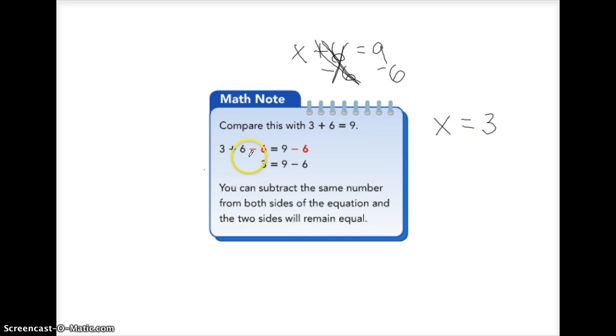So let's look over here. They show how they did the work, right? They subtracted 6 from both sides, and so 3 is by itself, and yes, this is true. Their note says you can subtract the same number from both sides of the equation, and the two sides will remain equal. Please write this down. You must do the same thing to both sides, whatever it is. So write this down.